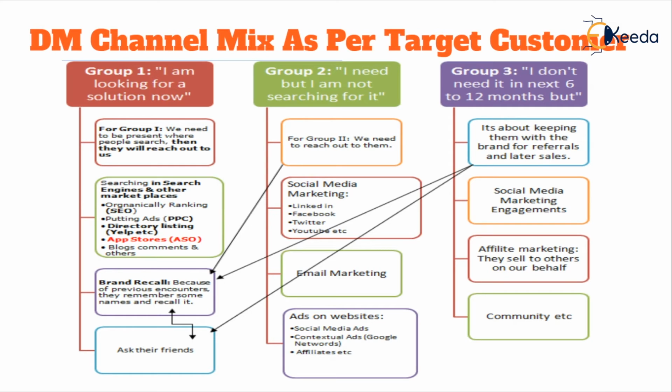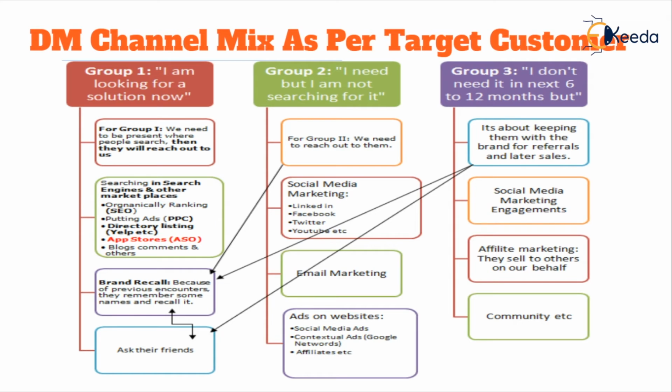So searching in search engines and other marketplaces is basically how a customer is looking for the solution. And it makes sense for the organization, therefore, to have SEO, PPC, directory listings, and app store presence, especially if they have mobile apps, or blogs for content marketing to encourage customers to derive more information and take a conscious decision whether they want to buy or not.